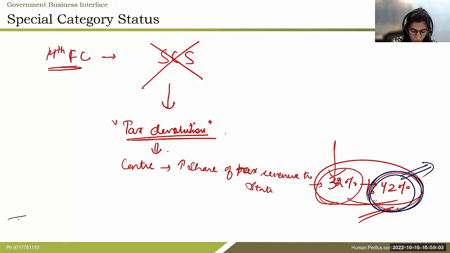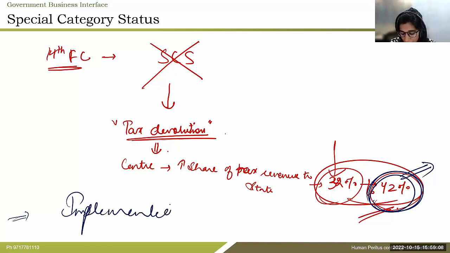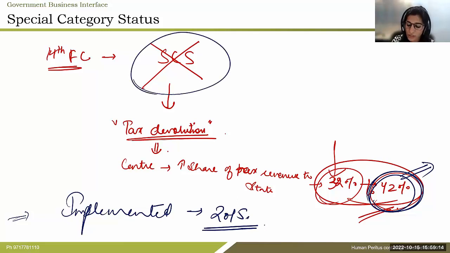And what is the major thing here? It is now being implemented also. The government accepted the recommendations and it has been implemented since 2015. So as of now, there is no special category status which is being given to the states. All right. So I hope I'm clear till here.